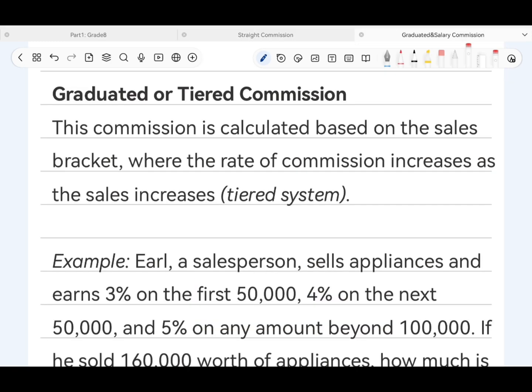Now this time, let's discuss graduated or tiered commission. So this commission is calculated based on the sales bracket, where the rate of commission increases as the sales increases. So this is called tiered system. Okay? So in this case, iba ito sa straight commission. Okay? So dito sa graduated or tiered commission, tumataas yung percent or yung percentage habang lumalaki yung benta mo. So parang level up system siya. Okay, so paano nga ba ito i-compute?